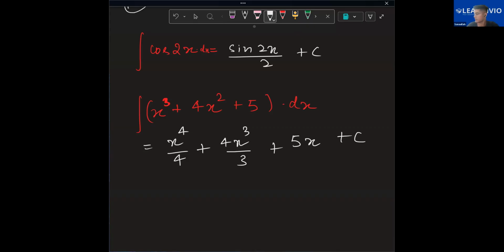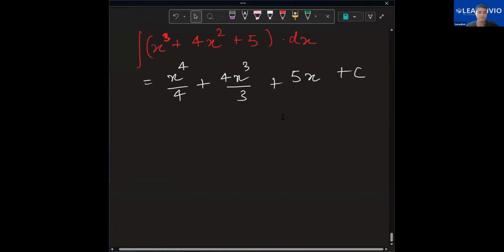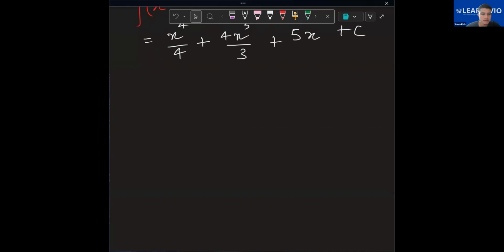Have you got the answer? So what is the integral of 1 over x? Log mod x plus c. Log mod x plus c.